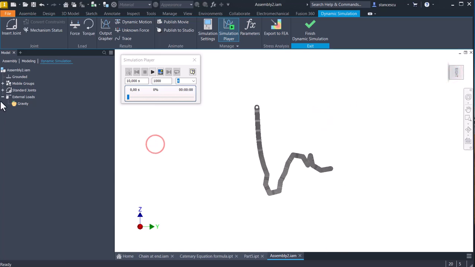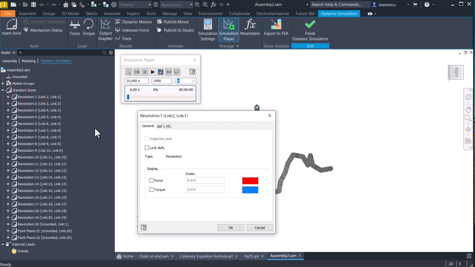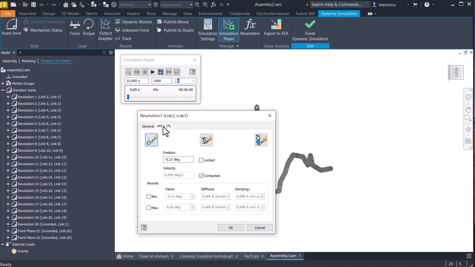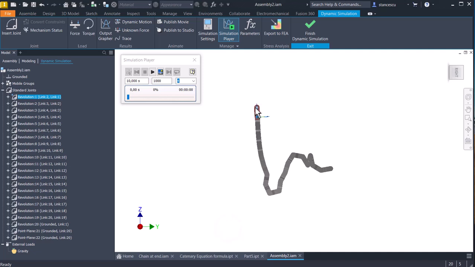And I open this standard joints, double click, 1 degree of freedom, rotation. I select edit joint torque, enable joint torque, coefficient of friction. I put here a high value of the friction coefficient, and the radius is 2 millimeters if the diameter is 4. Okay, the first link was solved.